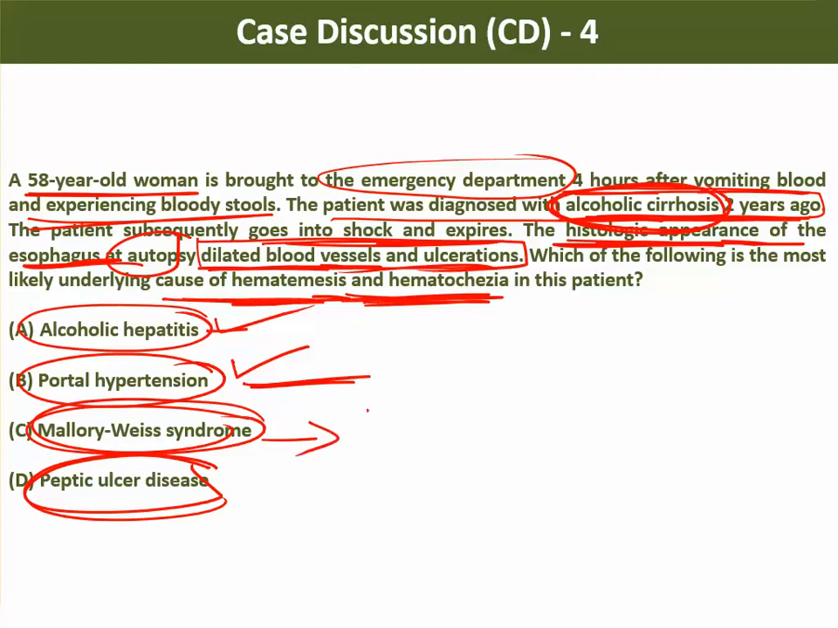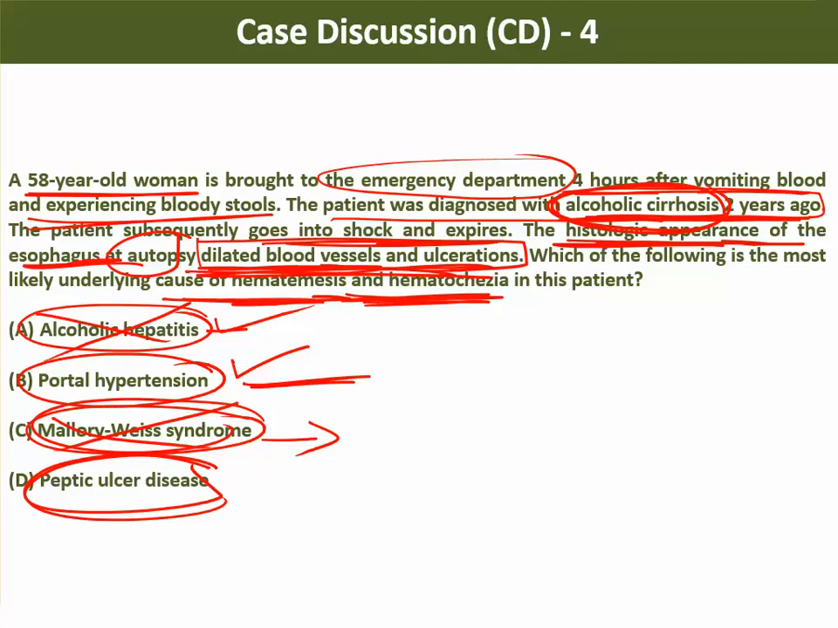Okay. Now Mallory-Weiss syndrome will not produce this kind of bloody stools. Okay, they cannot produce bloody stools, and the esophageal findings are not showing any longitudinal ulcers. Mallory-Weiss syndrome will not have dilated blood vessels. They have only longitudinal tears, not ulcers. So it is excluded.